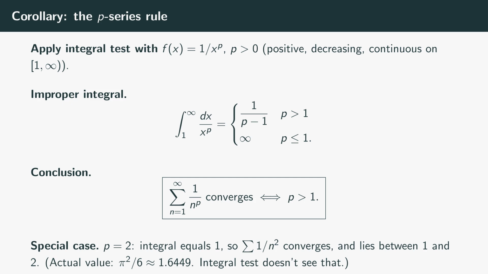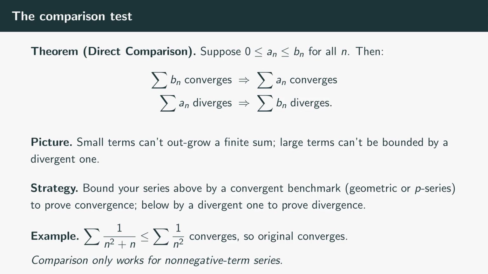Second test, the direct comparison test, statement. Suppose you have two series with non-negative terms, and term by term you have 0 is less than or equal to a_n, which is less than or equal to b_n. Then if the bigger series, the sum of b_n, converges, so does the smaller, the sum of a_n, by sandwich. And if the smaller, the sum of a_n, diverges, so does the bigger, the sum of b_n, because a divergent sum can't be bounded by a finite one.